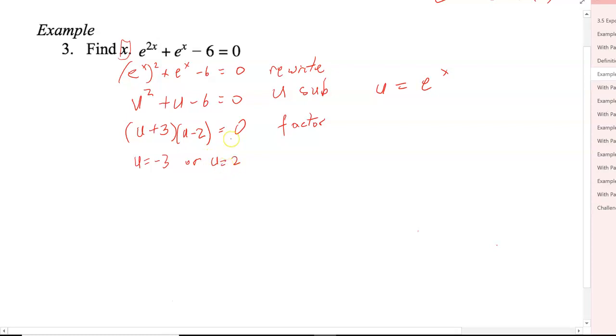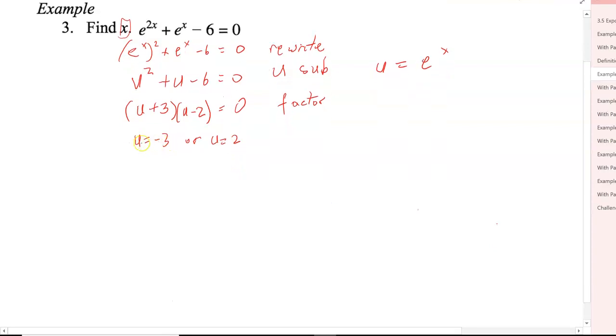Now, let us replace this u with e to the x. And so we have e to the x is equal to negative 3, or we can have e to the x equals 2. So let's use the inverse, which is ln of e to the x equals negative 3, but whatever we do to one side, we have to do to the other side. So this becomes ln of negative 3.